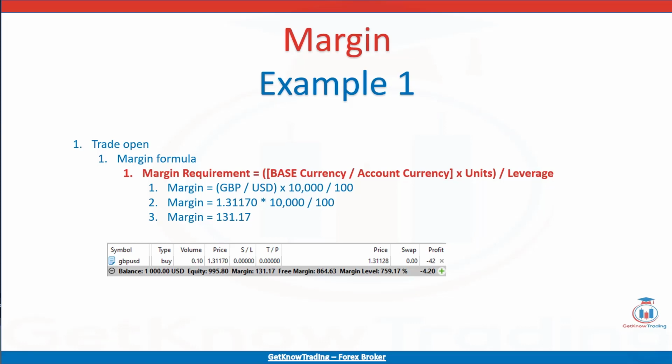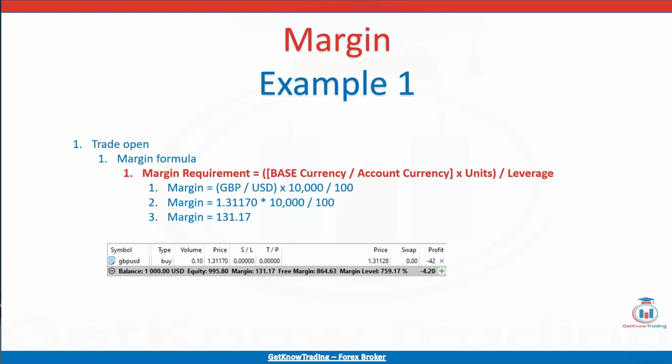Here is the usual margin requirement. Here is an example of how this looks in MT4 when you open an order. I have opened a GBP/USD order at the price of 1.31170 and the margin is equal to 131.17. How this is calculated is shown here. This is the formula to calculate the margin amount. It is a simple formula where you use the base currency, account currency, which in my case is US dollar, and multiply it by units, and units represent the lot size you will use.